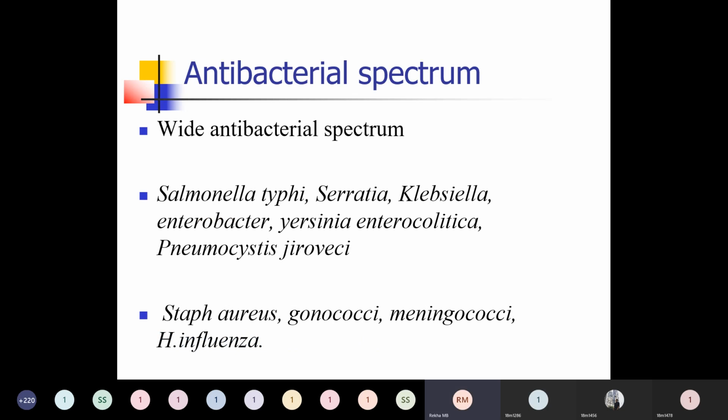Now coming to the spectrum of activity, as I have told you, this combination is bactericidal and has a wider spectrum of activity compared to the individual drugs. Cotrimoxazole is effective against Salmonella typhi, Serratia, Klebsiella, Enterobacter, Yersinia enterocolitica, and Pneumocystis. It is also effective against Staph aureus, gonococci, meningococci, and H. influenzae.